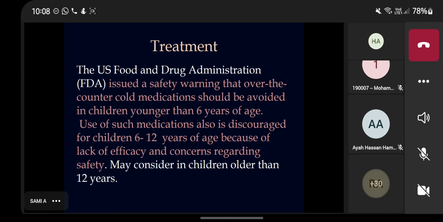However, when this issue was discussed within the American Academy of Pediatrics, there was some consensus of some experts that maybe this medication may help in older children. So you may consider it in children 12 years and above. But again, this is based on voting and consensus from an expert group.